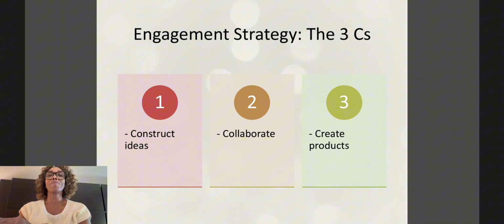Engagement strategies. This is called the 3 C's. Students are engaged or can become engaged when they're allowed to construct new ideas, when they're allowed to collaborate with each other, and when they're allowed to create their own product. Let the students be involved in their own learning. Let them take charge. Let them lead the way.